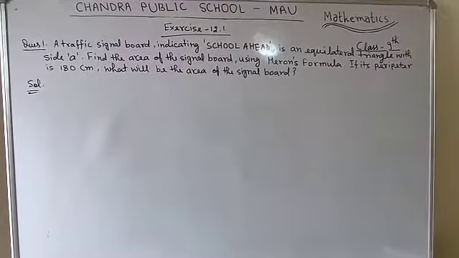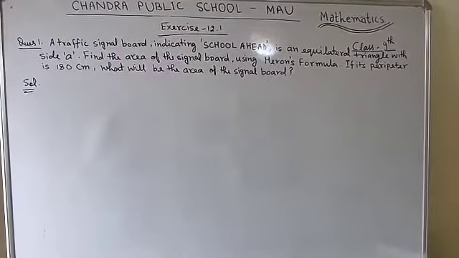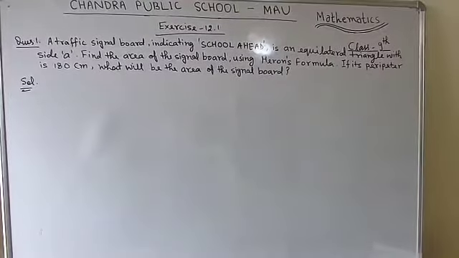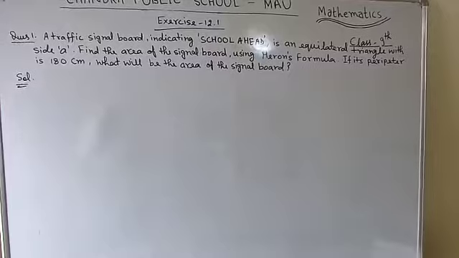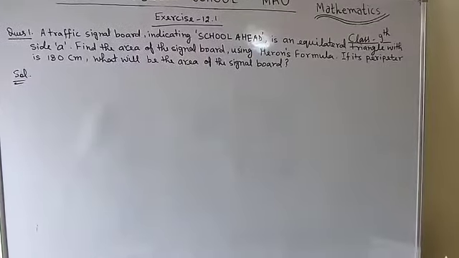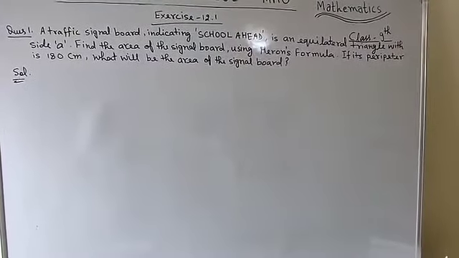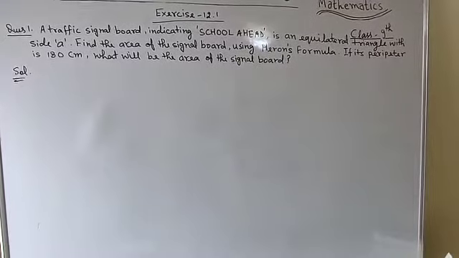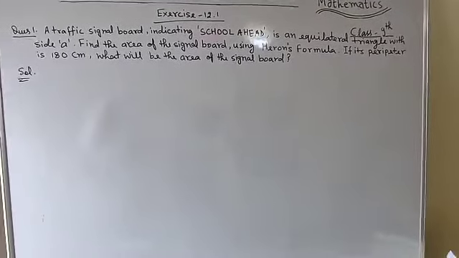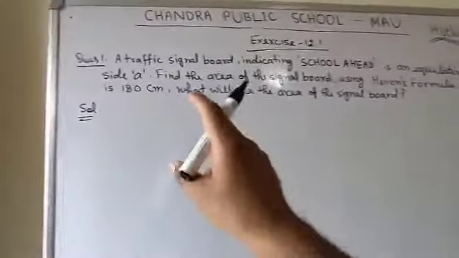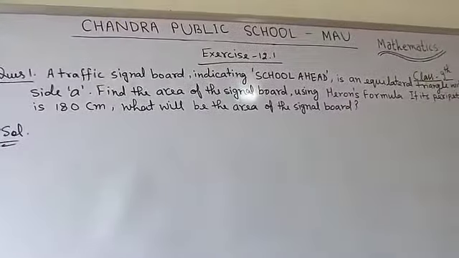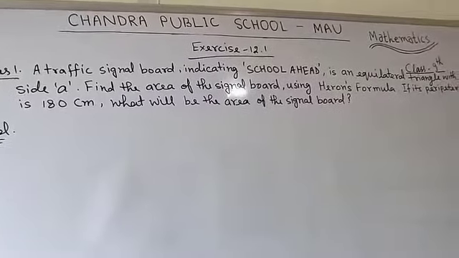Question number 1. It is given that a traffic signal board indicating school ahead is an equilateral triangle with side A. Find the area of the signal board using Heron's formula. If its perimeter is 180 cm, what will be the area of the signal board? So here it is the equilateral triangle and it is given that the side is A, and you need to find the area of that signal board using Heron's formula.